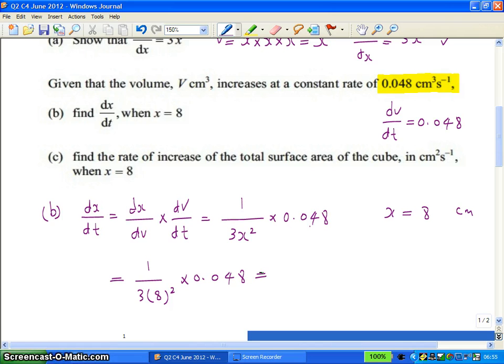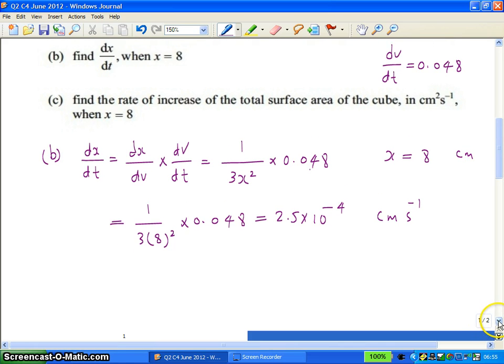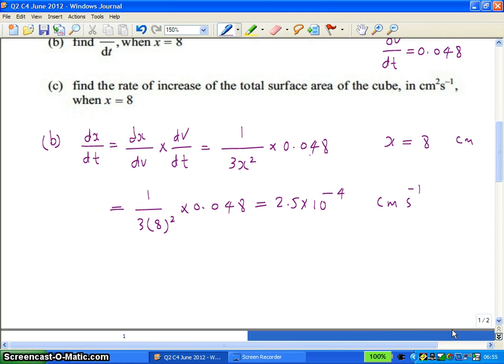Okay, that gives us 2.5 times 10 to the power of minus 4, the unit being centimeters per second. So that answers part B, and let's do part C now. Part C is asking us to work out the rate of increase of the total surface area of the cube, again when x is equal to 8.